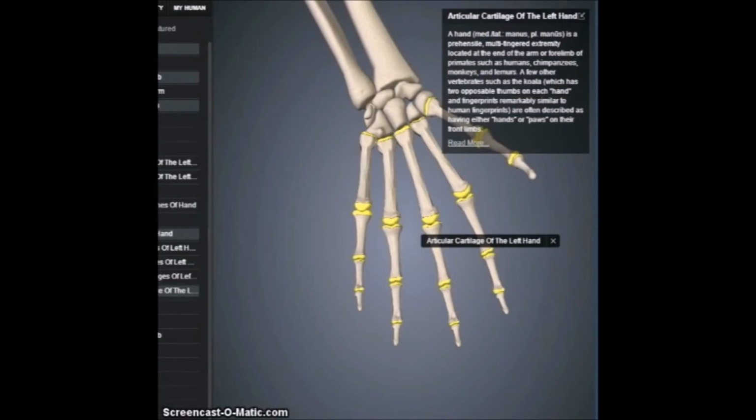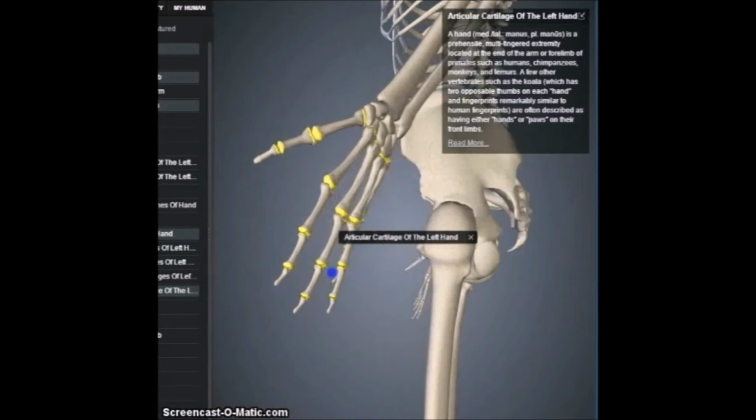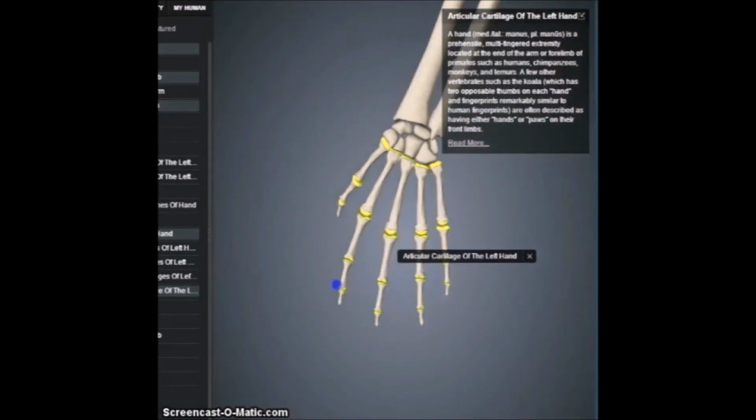Articular cartilage is white, shiny, and rubbery, and it's found just about everywhere in the body that two bony surfaces move against one another, or articulate. You can see it on all sides.